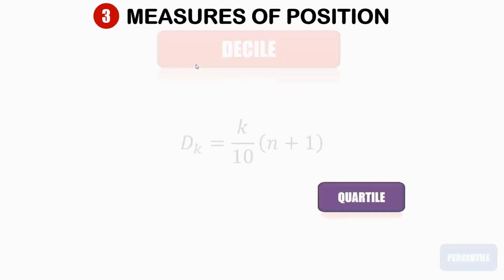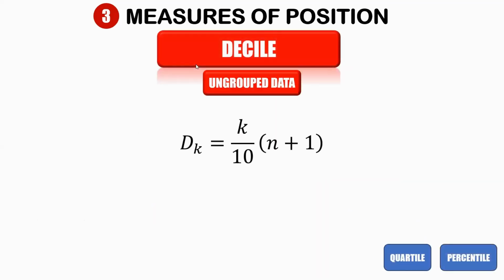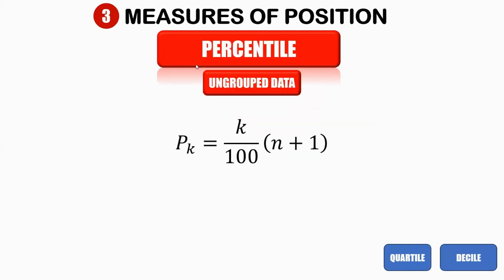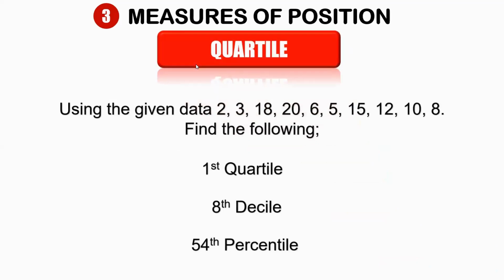Now let's take a look at the formula for the decile of the ungrouped data. That is d sub k equal to k over 10 multiplied by n plus 1. It is the same in percentile, but here p sub k is equal to k over 100 multiplied by n plus 1. Let us try an example. Using the given data, 2, 3, 18, 26, 5, 15, 12, 10, and 8, we are going to find the first quartile, the 8th decile, and the 54th percentile.